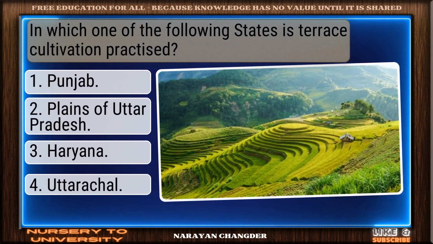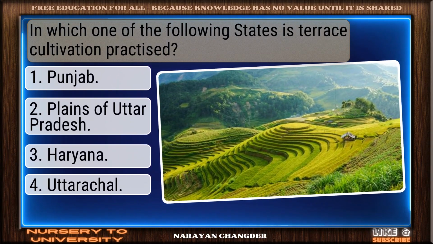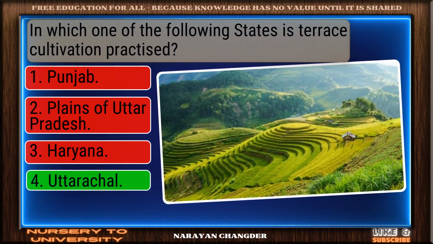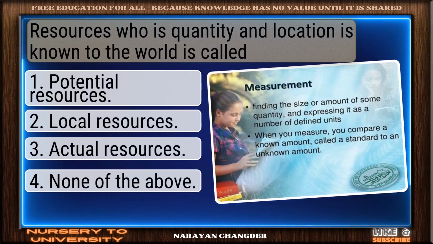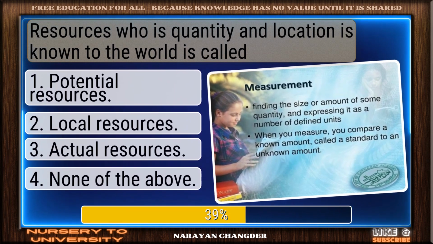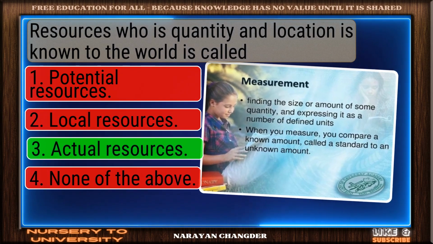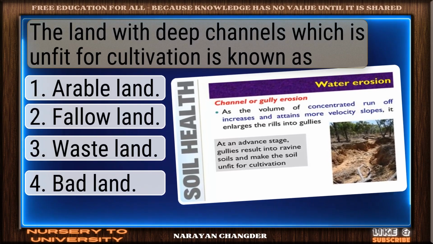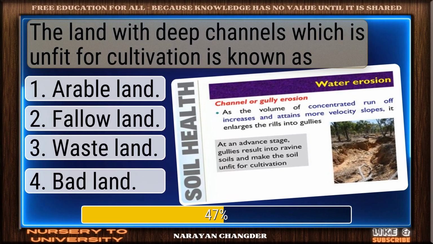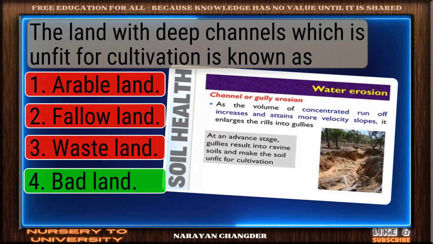In which one of the following states is terrace cultivation practiced? Well done. Uttarakhand is right. Resources whose quantity and location is known to the world is called. Right again. Actual resources is valid. The land with deep channels, which is unfit for cultivation, is known as. Smart move. Bad land is accurate answer.